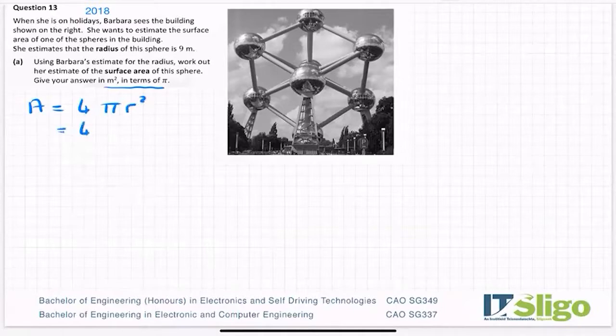Well, 4 is just a number, pi is just a number, and r is the only thing we can sub in. And the radius, r, for this sphere, is 9 squared. Okay? And if we put that into the calculator, we are getting 324 pi. Don't forget your units. So it's meters squared, because it's still area. Okay, so that's it in terms of pi.